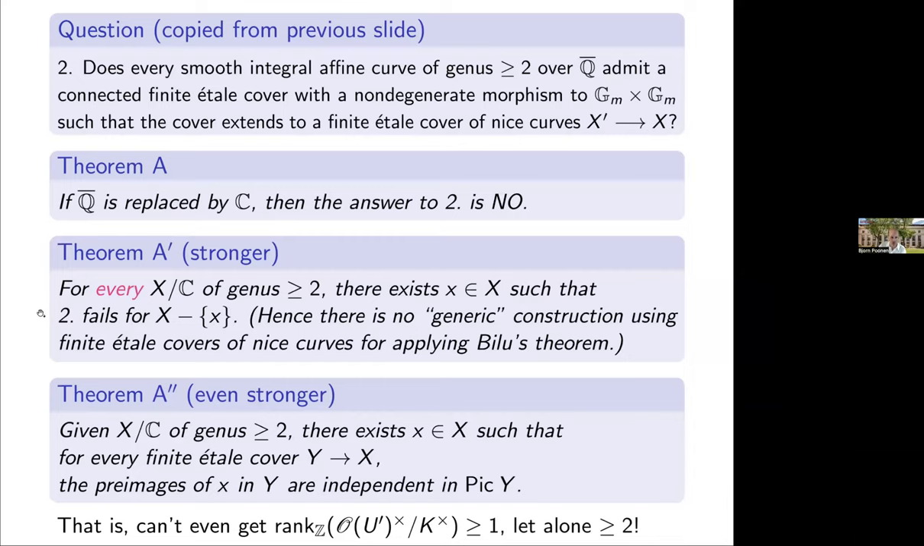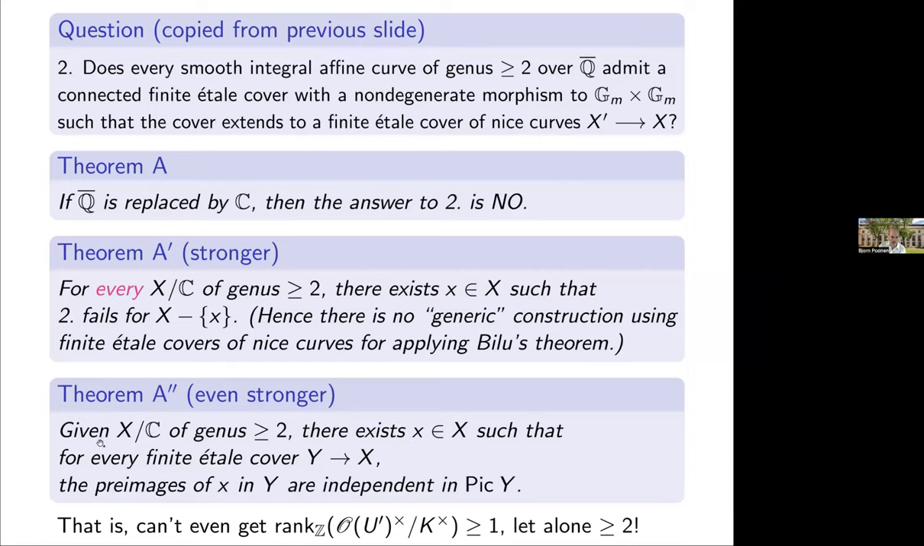Okay, we'll actually prove this. For this one, this is saying that if you have a curve of genus at least two, then you can puncture it so that you cannot find these two independent rational functions. In other words, you cannot find two independent relations among the preimages of your puncture in any étale cover coming from nice curves. And here I can prove something even better, namely that you can't even find one. Not only can you not find two independent relations among the pre-images, there's going to be some puncture such that you cannot even find one relation between the pre-images at that point.